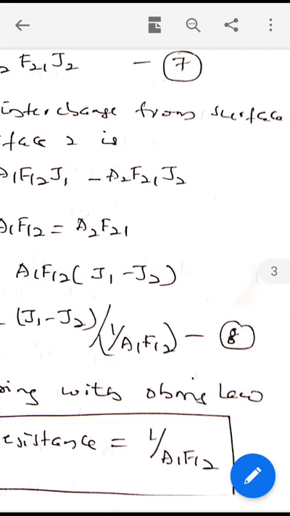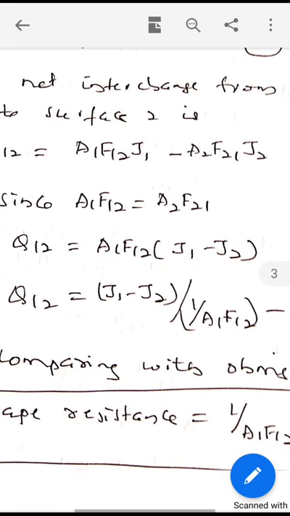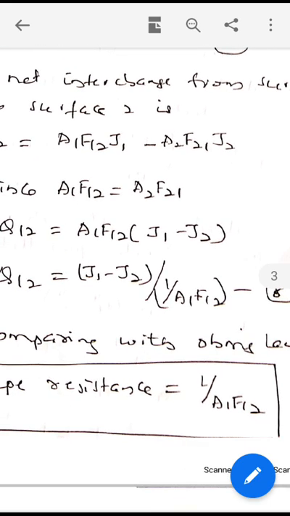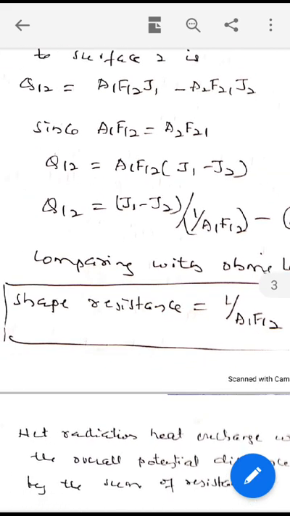Comparing equation 8 again with Ohm's law, I equal to delta V by R, the denominator quantity is the thermal resistance 1 by A1 F12. The denominator quantity is the thermal resistance offered between the two bodies. It, 1 by A1 F12, is known as the shape resistance.